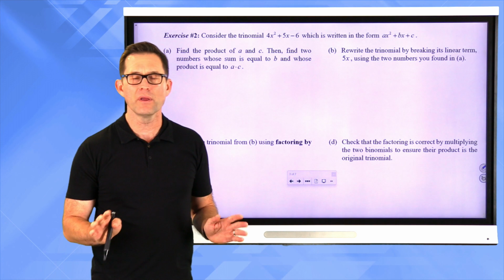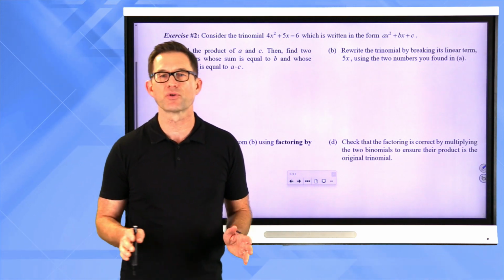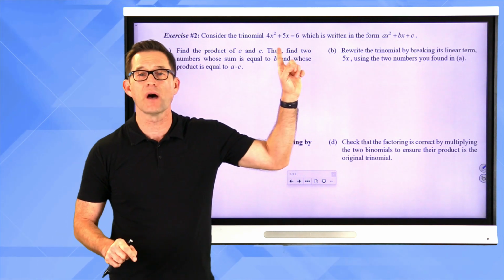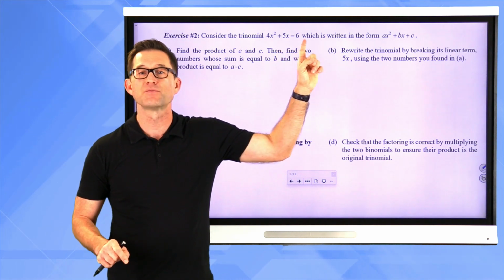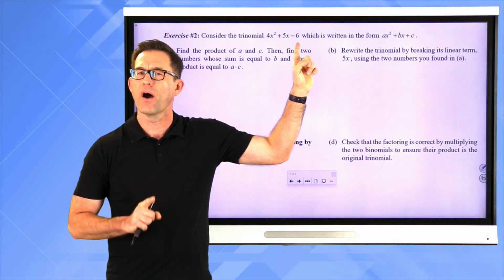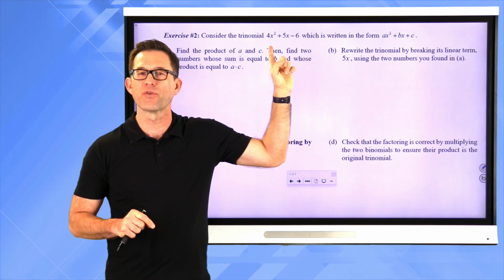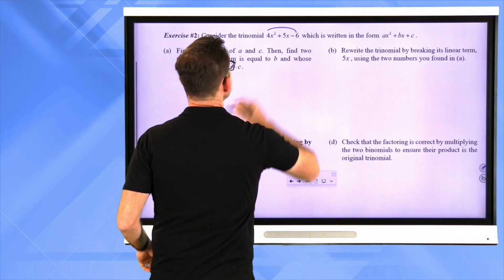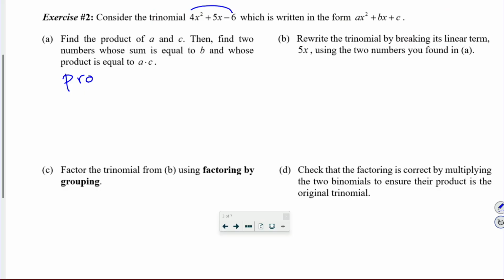Now again, I want you to remember that when we factored simple trinomials, what we were always doing was looking for two numbers whose sum was simply that and whose product was that. Now we're going to do something a little bit different. The first thing we're going to do is actually find the product of these two numbers. So I don't want a product anymore of -6. I want a product of 4 times -6, which is -24.